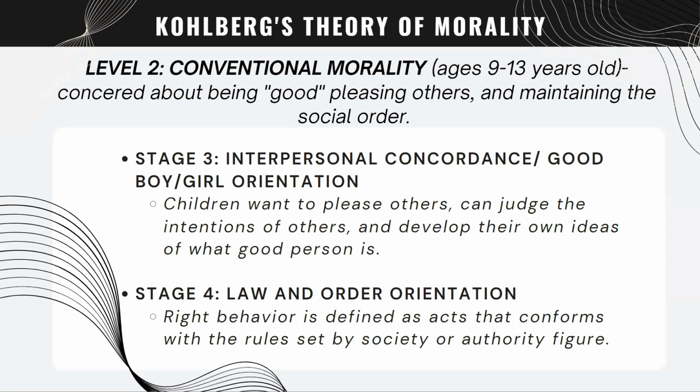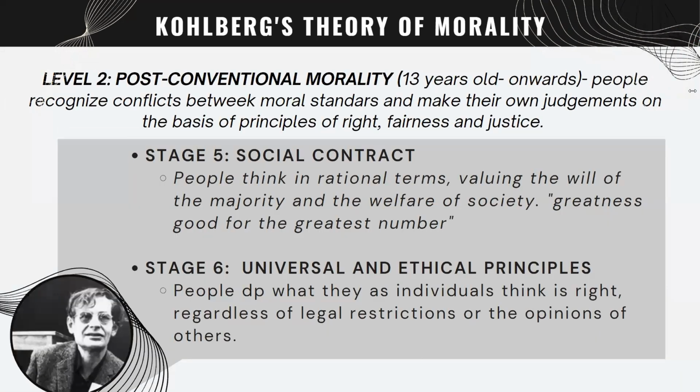So in stage 5, yan, the post-conventional morality. People recognize conflicts between moral standards and make their own judgment on the basis of principles of right and fairness. In stage 5, they think of the greatest good for the greatest number.